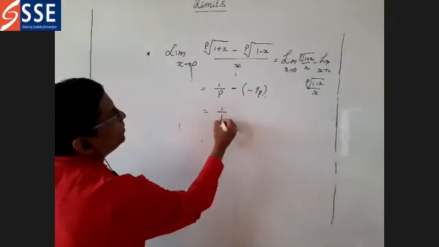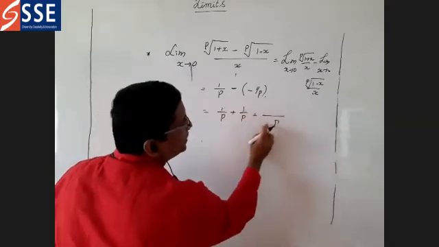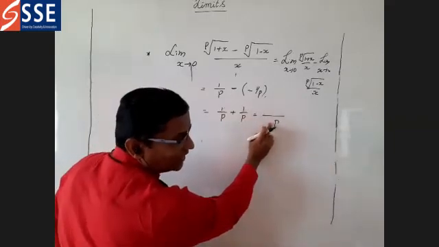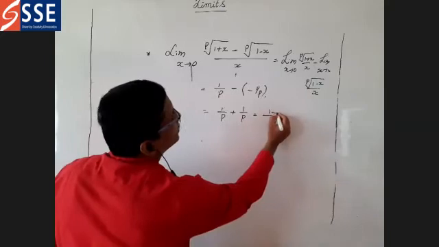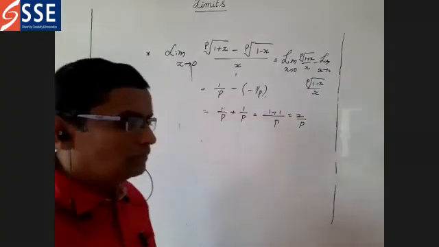So 1 by p minus into minus is plus 1 by p. Don't think that here it is 2p. Here we are taking the LCM. So here 1 plus 1, that is equal to 2 by p. Very good. Okay, good.